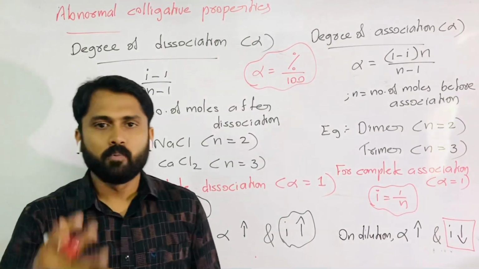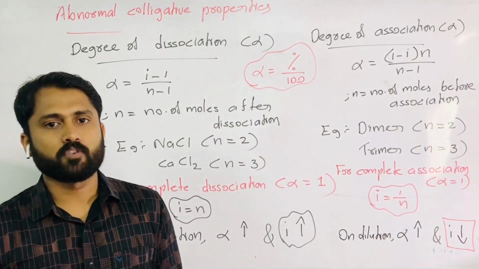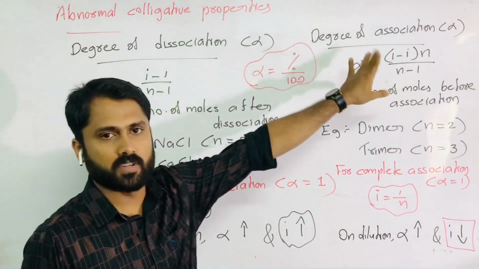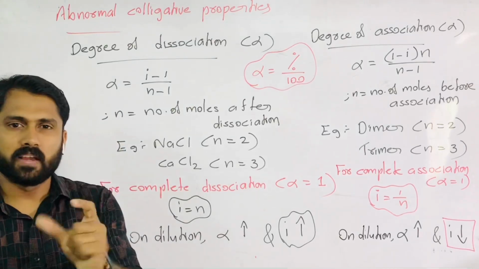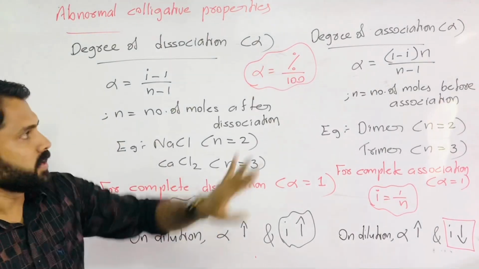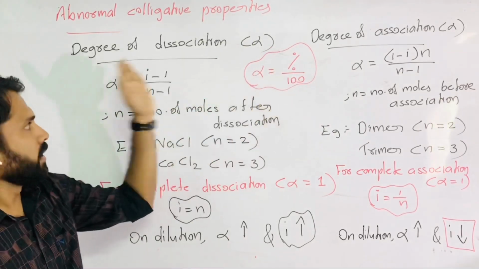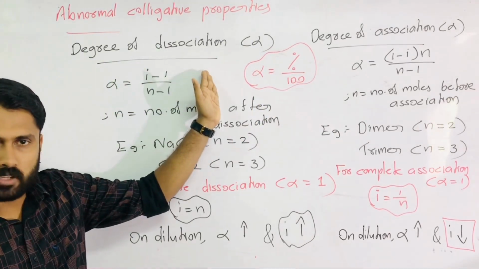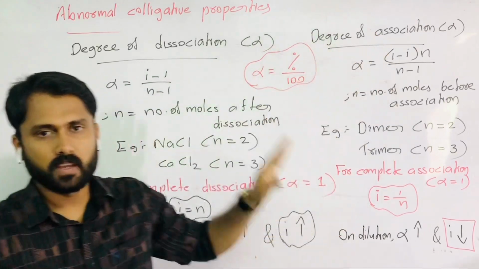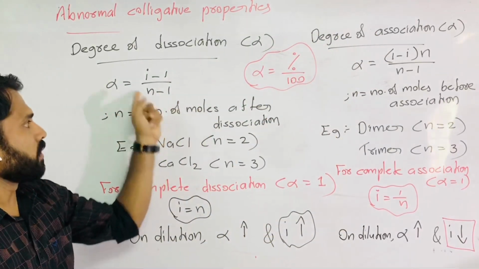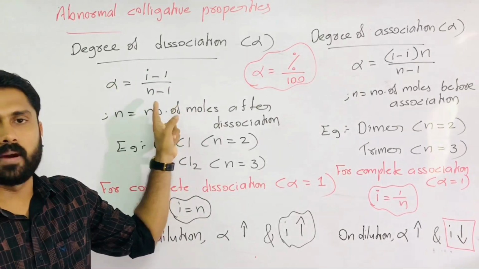Okay, in abnormal colligative property, we have to know 2 terms, that is degree of dissociation and degree of association. Degree alpha is a mathematical term. It is simply percentage by 100, percentage by 100 equal to alpha. It can be calculated with respect to dissociation and association. If you are calculating degree of dissociation, alpha equal to i minus 1 by n minus 1.